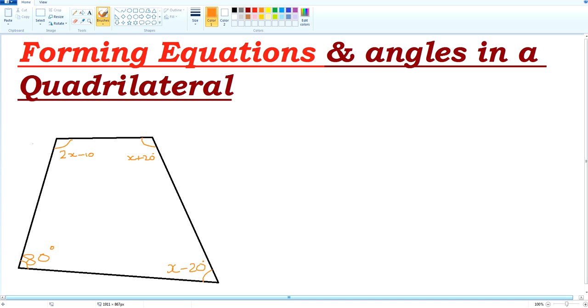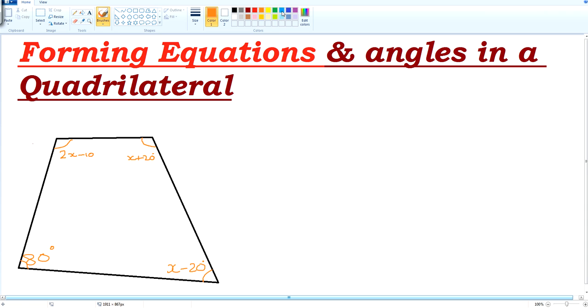We are looking at forming equations and angles in a quadrilateral. I'm here with my student Amina, and we are looking at this particular question. So we have our four-sided shape, which is called a quadrilateral. That's a generic name. Now we need to work out the value of x.